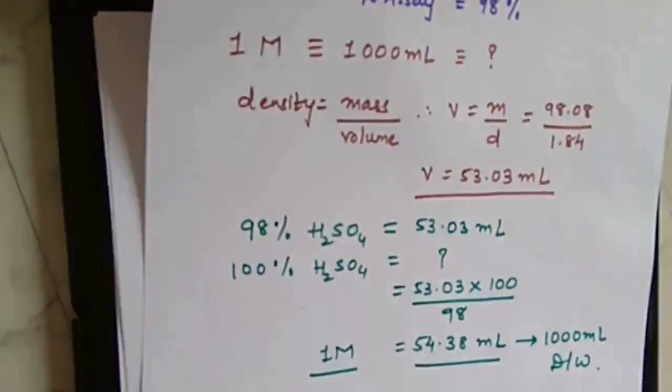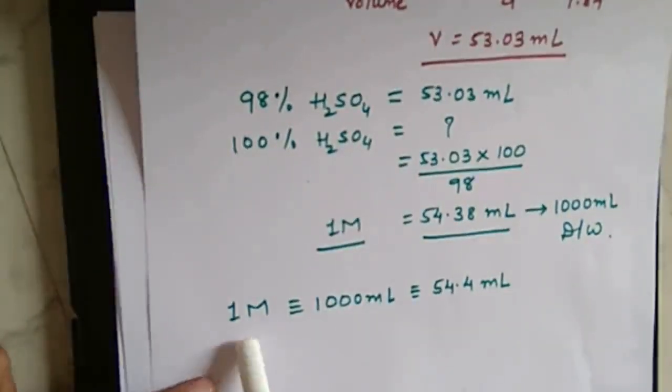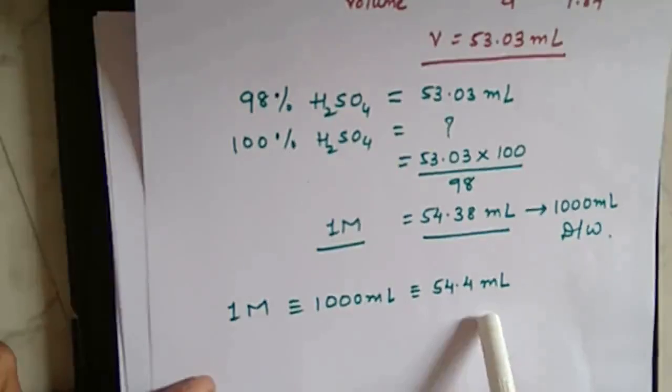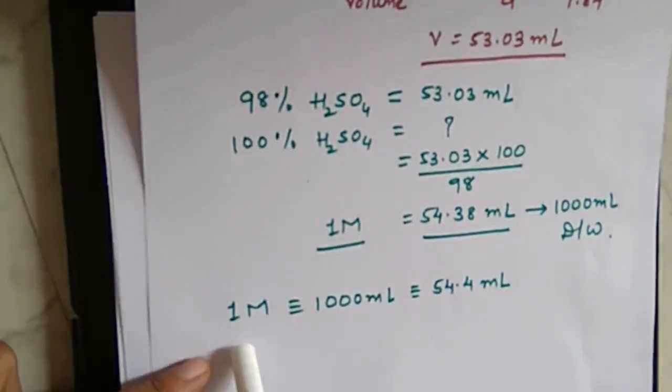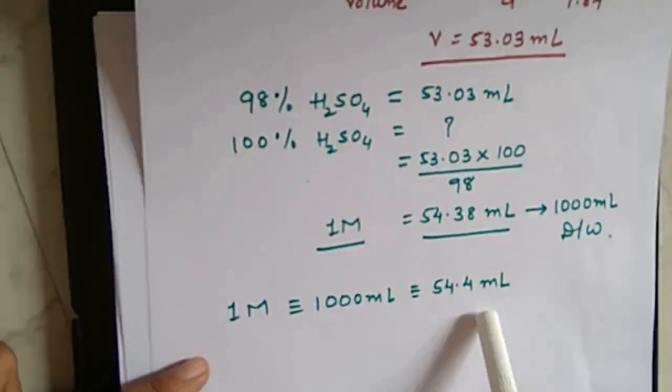Okay, so we can write the factor now. So we have the factor 1 molar 1000 ml, it is equal to 54.4, we can write approximately, it is equivalent to 54.4 ml. Now in terms of normality, if we want to calculate, the factor will be different. Okay, now from this factor we can write the molarity as much as we require. Say if we require 0.1 molar, we will take 5.4 ml.